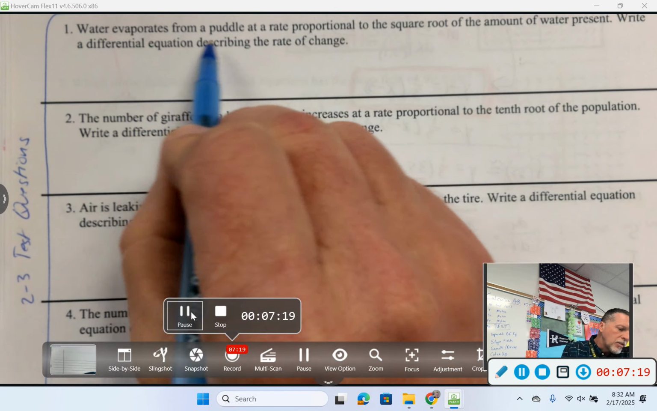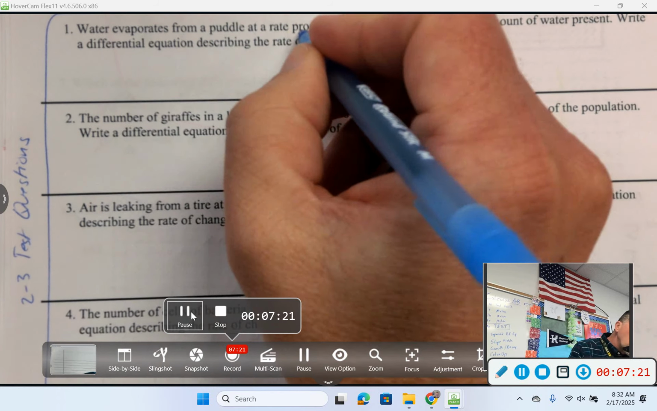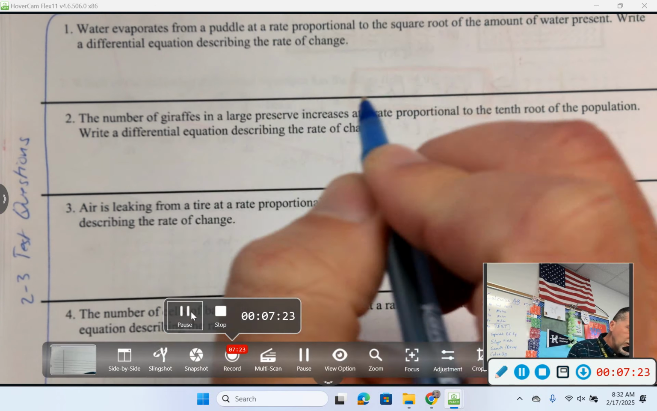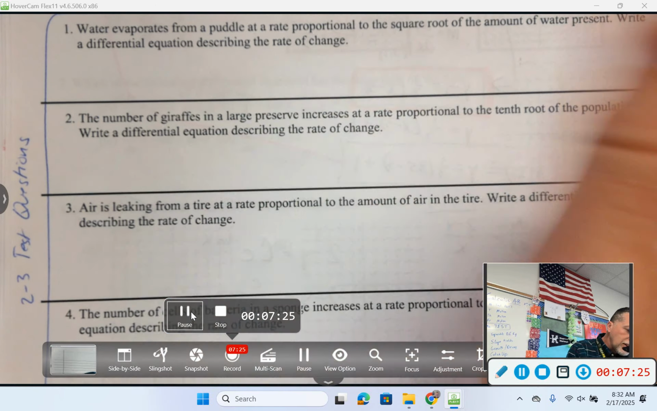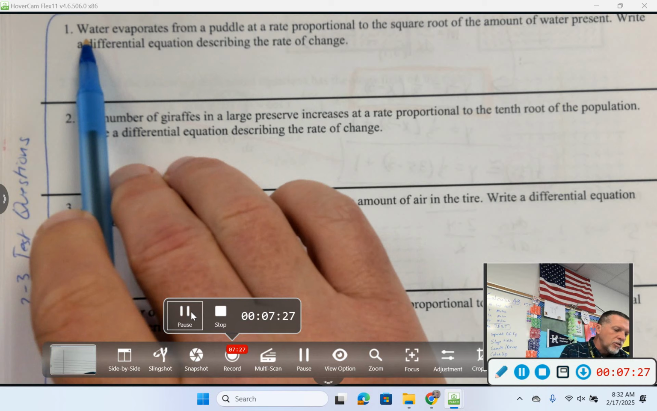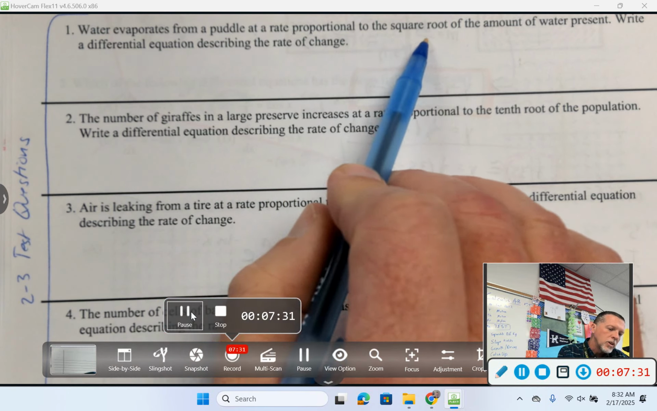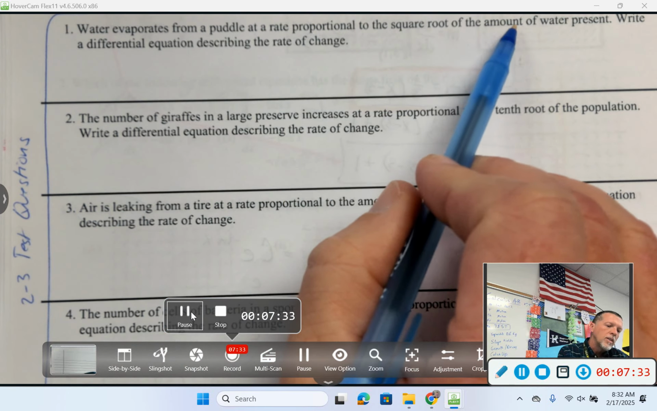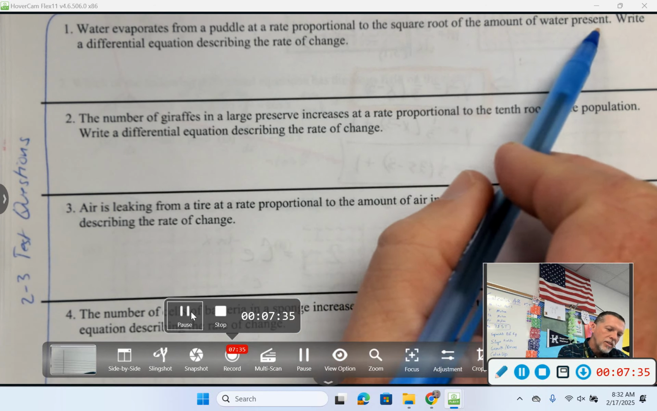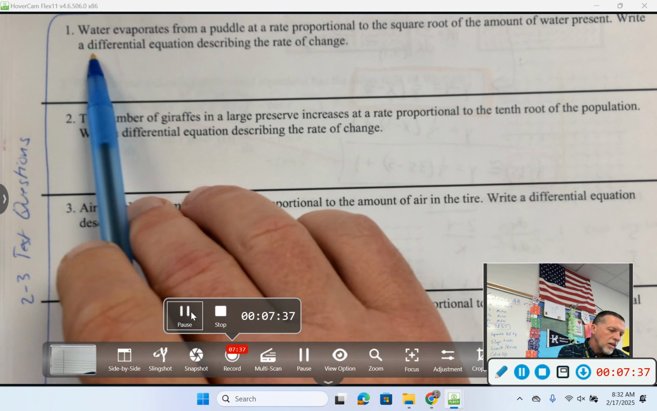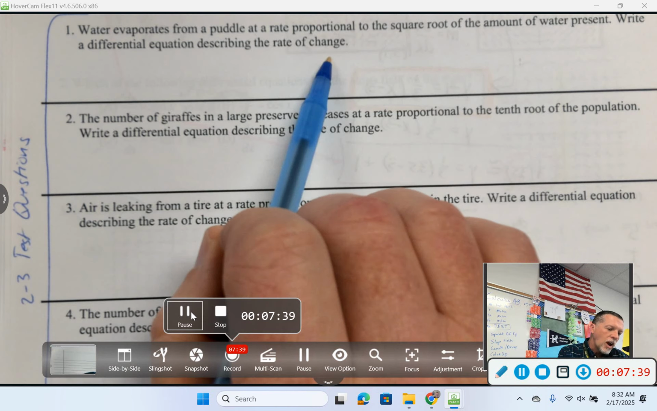Water evaporates from a puddle at a rate proportional to... Okay, lots of words in here. Let's just read it through and then we'll back up and translate. Water evaporates from a puddle at a rate proportional to the square root of the amount of water present. Write a differential equation describing the rate of change.